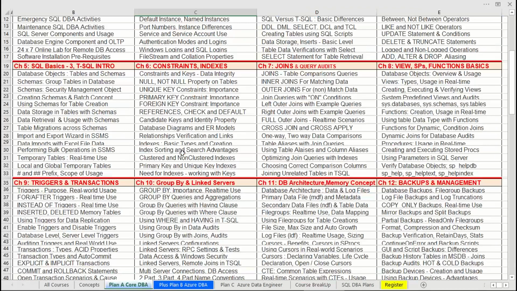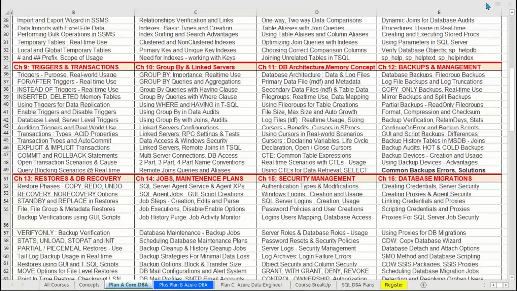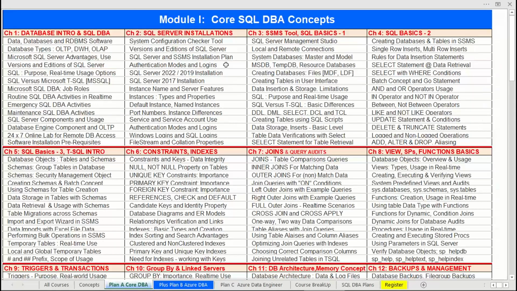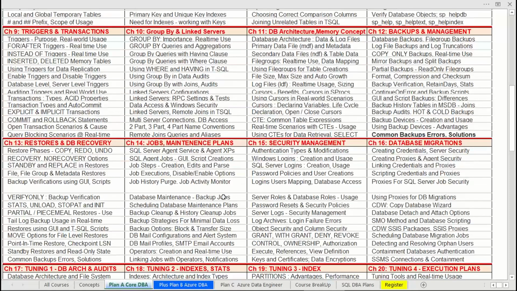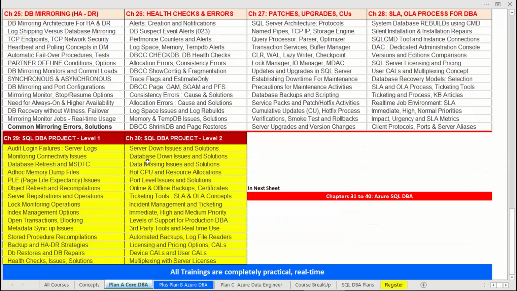Detailed curriculum available here. I request you to get it downloaded from our website. Go to sqlschool.com. You may also even email our team or WhatsApp our team or WhatsApp me. You get the complete details anyway. Get the complete curriculum, go through it carefully. We need to understand what exactly we need to learn. I said routine DBA activities, emergency DBA activities like database down, data missing, high CPU, ticketing tools, etc. We need to get them.